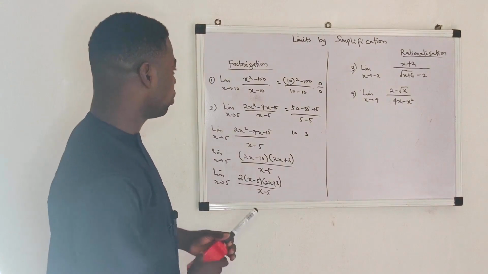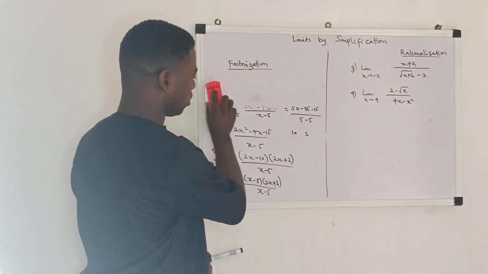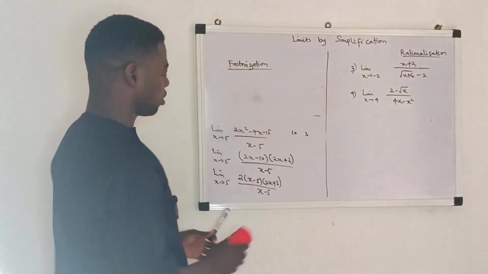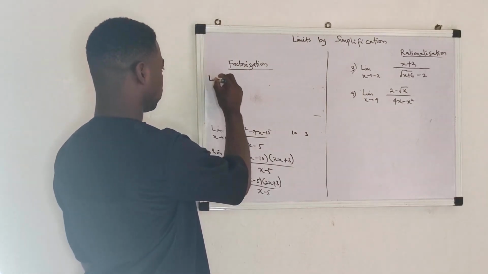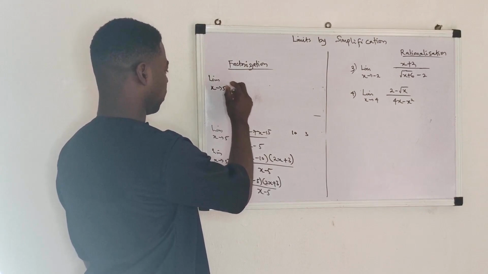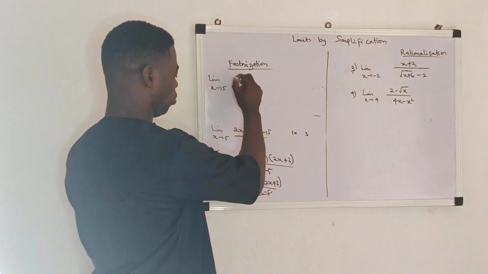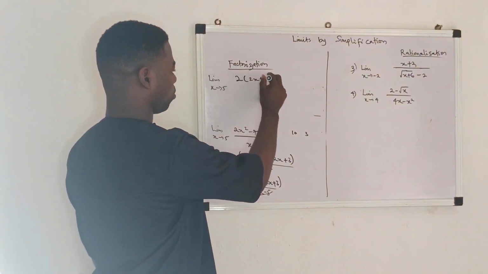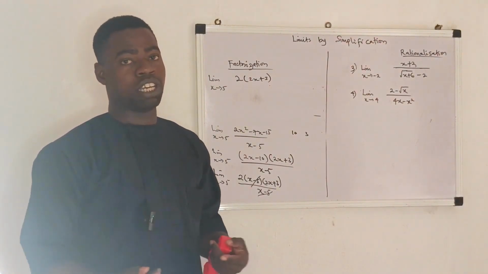And then you are left with what? The limit as x approaches 5 of 2x plus 3. Yes, at this point, you can simply do direct substitution.